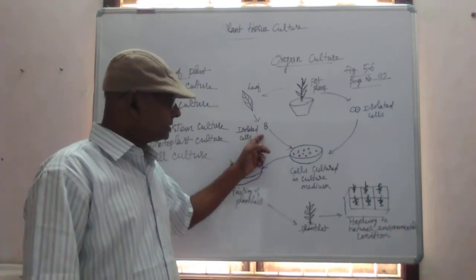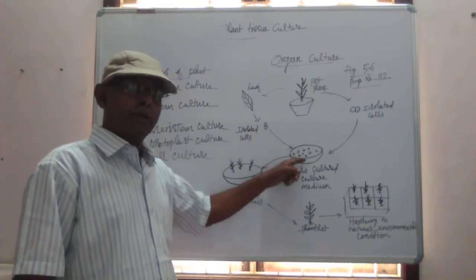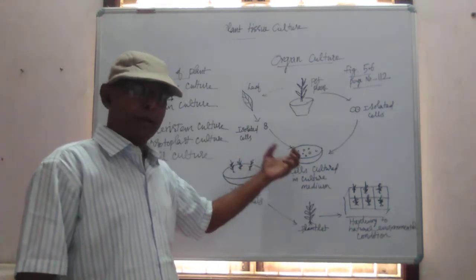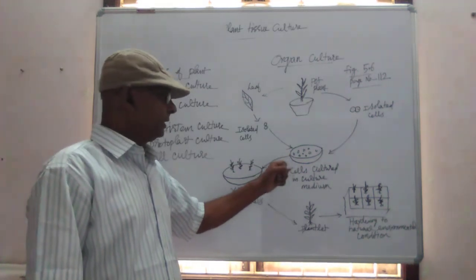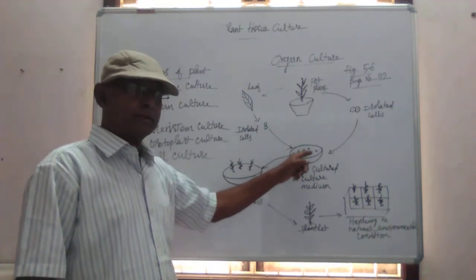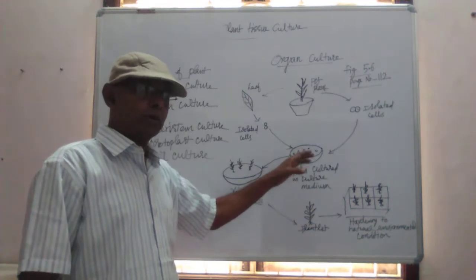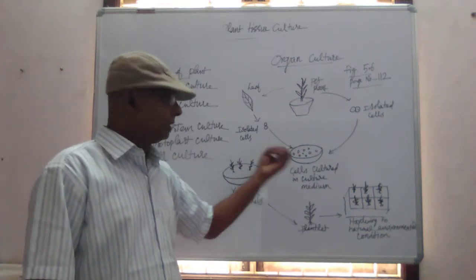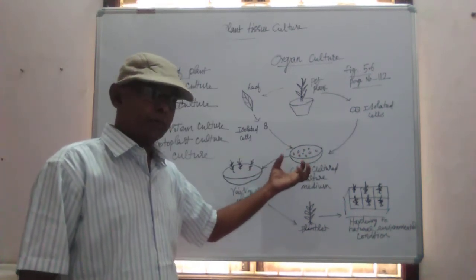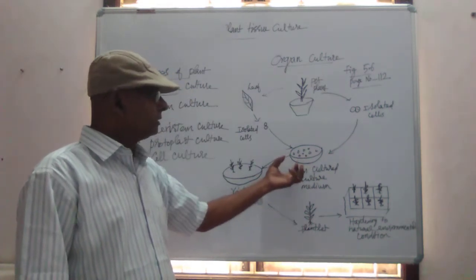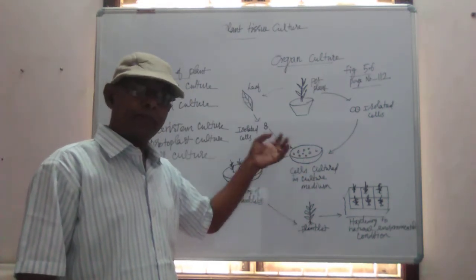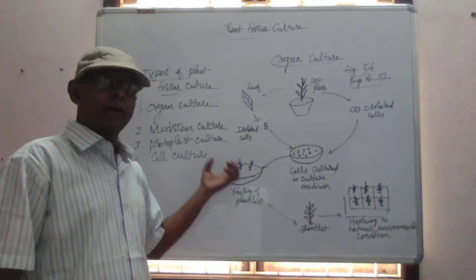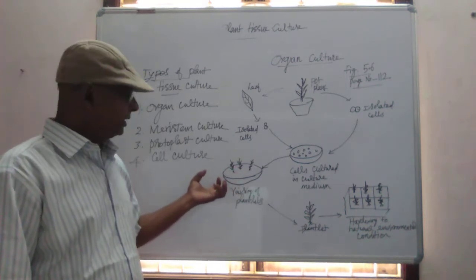So the isolated cells are kept in the culture vessel that already contains culture medium. Under aseptic condition, these placed cells will grow one by one, divide, redivide, and produce a mass of parenchyma cells. That is the callus we say. From the mass of parenchyma cells, plantlets will be raised. A number of plantlets from each cell will be produced.